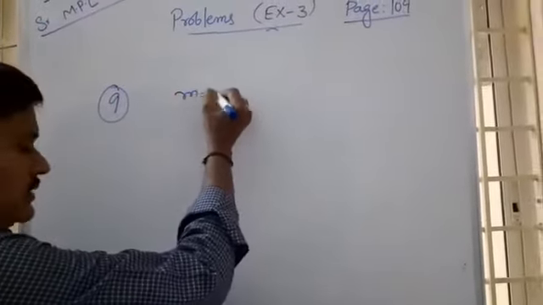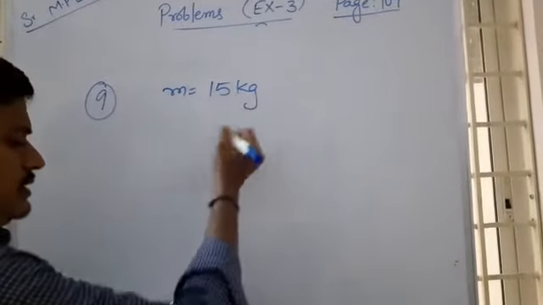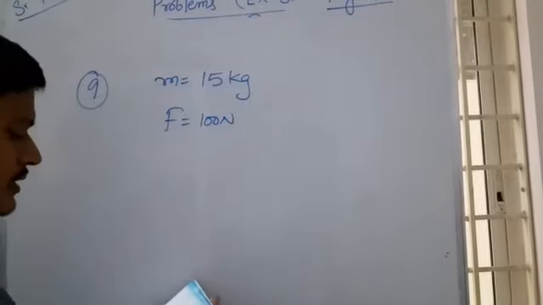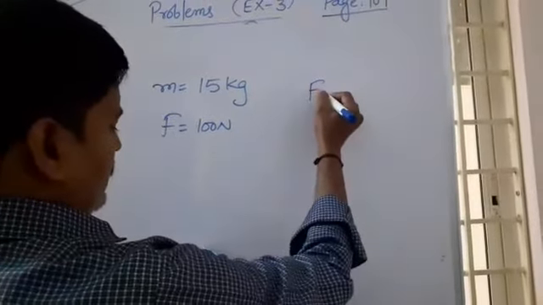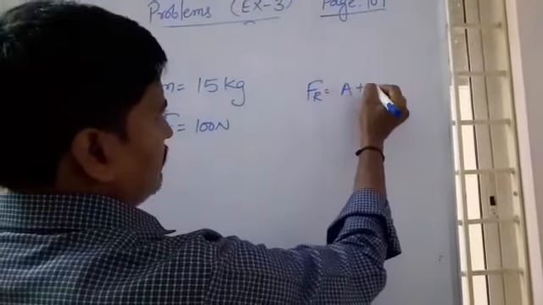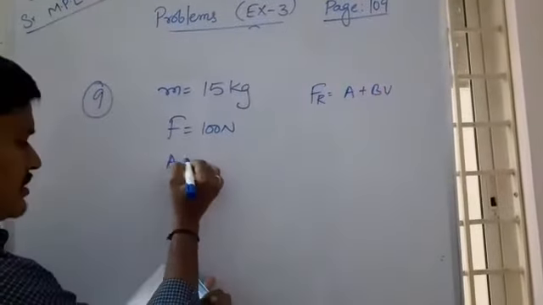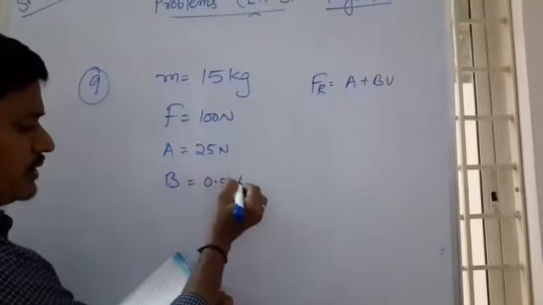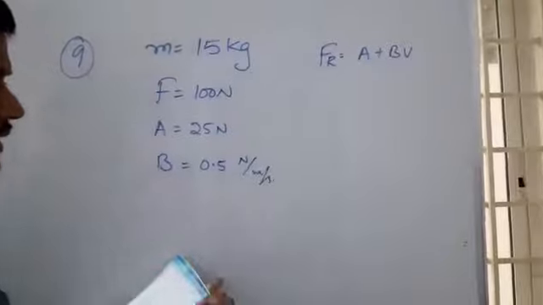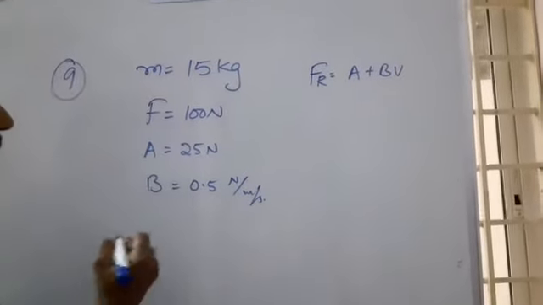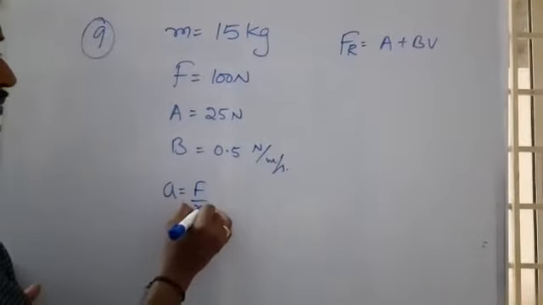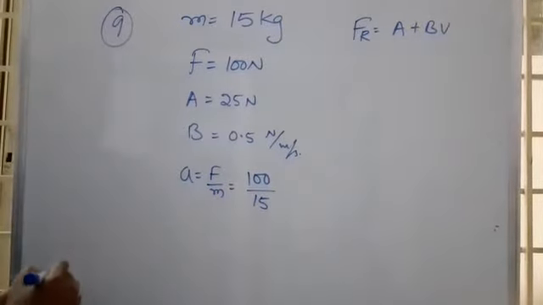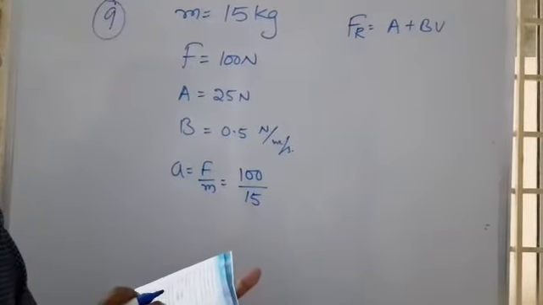The mass of this object is given as 15 kg, and it is accelerated with a force F equal to 100 newtons. The force is given as F equals A plus B into v, where A is a constant value, 25, and B is a constant value, 0.5 newton per meter per second. Then acceleration a is equal to F by m, that is 100 divided by 15. This is the acceleration.